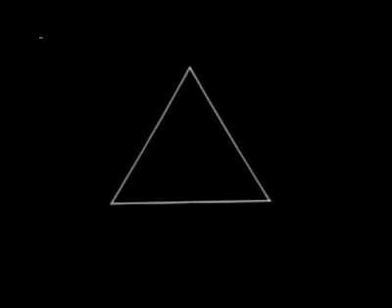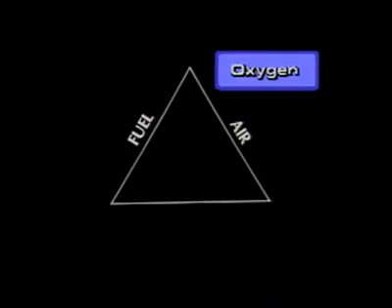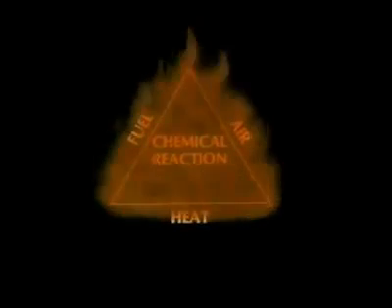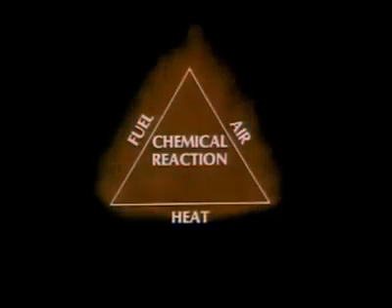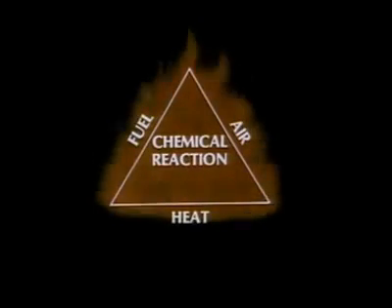One requirement is fuel. Most boilers burn oil, natural gas, or coal. The second requirement is air. More specifically, air contains the oxygen needed for combustion. The third requirement is heat. Heat is required to raise the temperature of the fuel-air mixture to a point where a chemical reaction or ignition takes place. The chemical reaction is the fourth requirement. If any one of the requirements is missing, combustion will not occur.